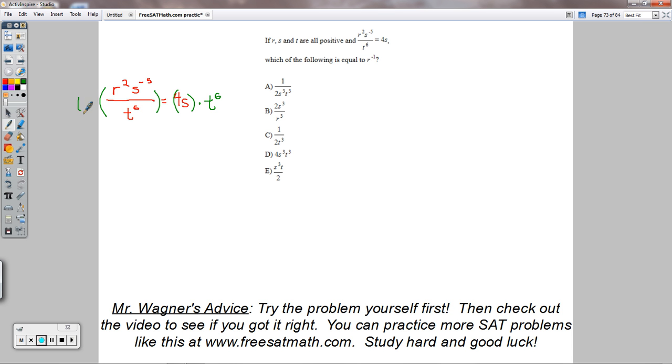It's going to get rid of your fraction on this side. Makes me happy. I'd rather not deal with fractions if I don't have to. I want to make sure I know how to deal with them, but might as well get rid of them if I don't need to. Okay, that gives me 4s times t to the 6th. I can just write those right next to each other.